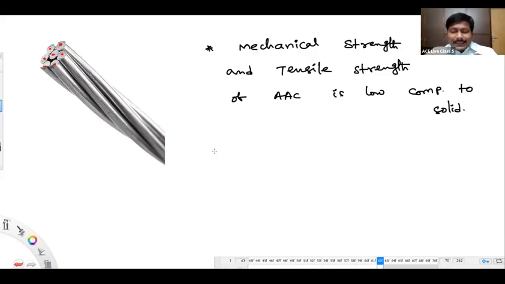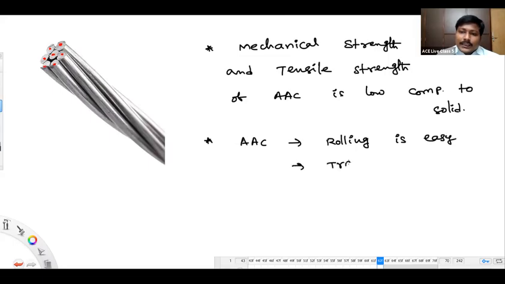For example, if the conductor has high mechanical strength and you want to make a conductor roll, that circle size will come out very big, so transportation may be a bit difficult. So for the AAC conductor, rolling is easy. So I can say transportation is easy.